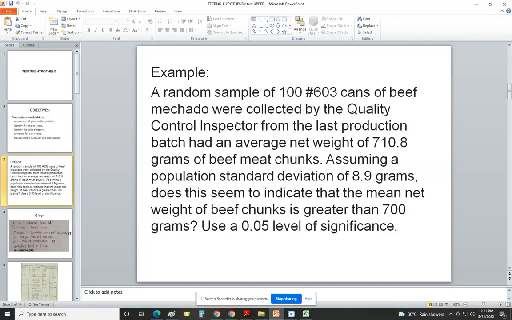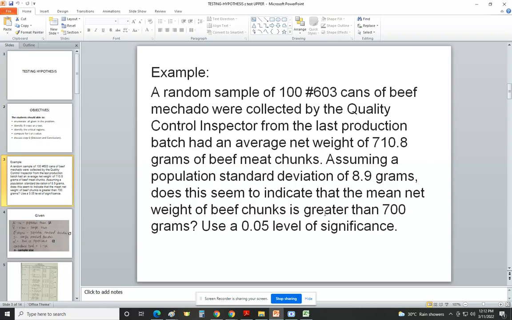Okay, ito yung ibig sabihin nito, ha? Okay. Now, after he or she collected this 100 na cans, he or she computed for the average. Itong lumabas, 710.8 grams of beef, net weight ng beef meat chunks, no? Okay. The claim of the manufacturer na yung product niya merong more than 700 na grams. Okay? So that's the claim. Now, the purpose of the hypothesis testing is patotohanan ba yung claim or i-reject mo yung claim. That's the purpose of the hypothesis testing, no? Kaya ginagawa natin ito. Okay?